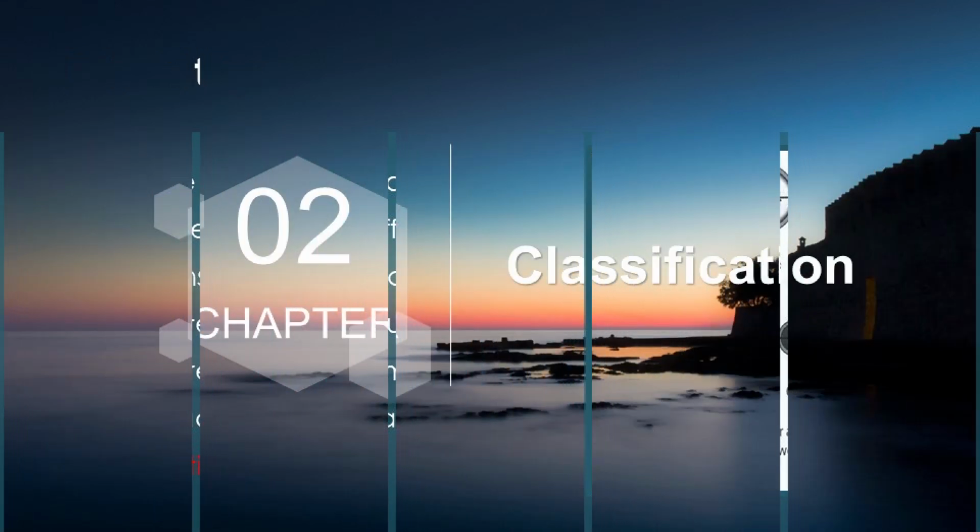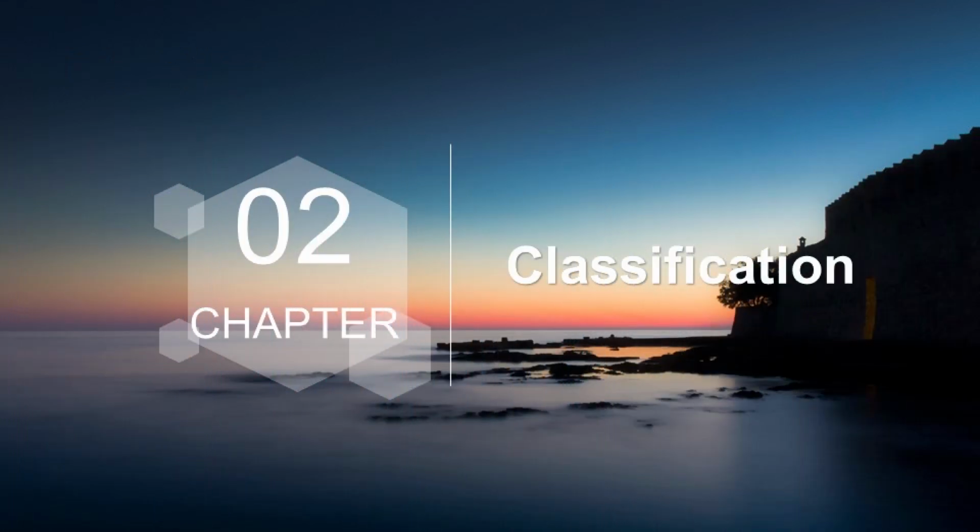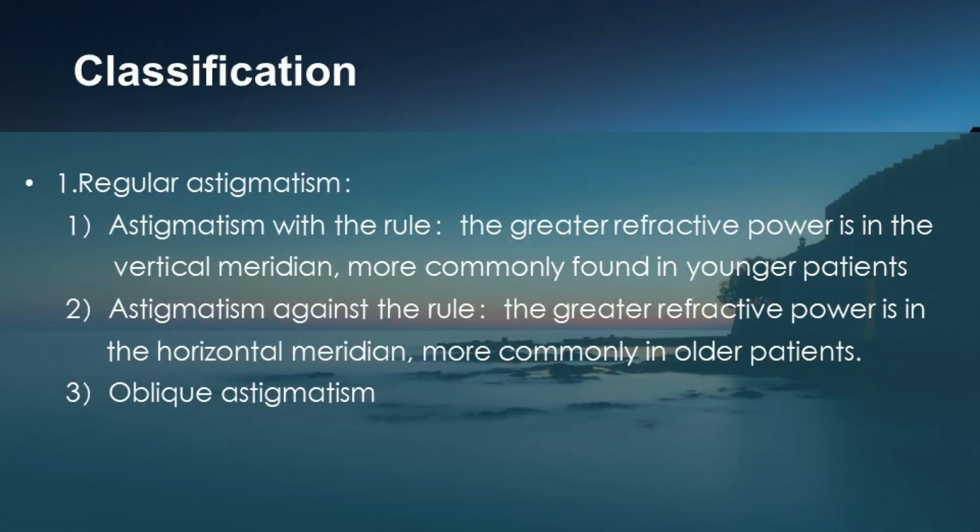Second, classification. Astigmatism is divided into regular astigmatism and irregular astigmatism. Regular astigmatism.